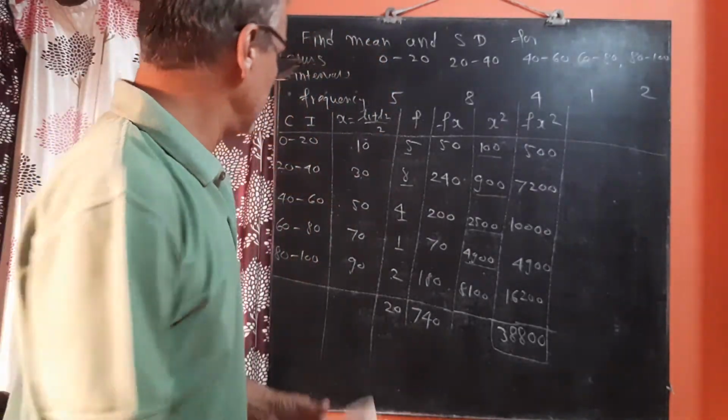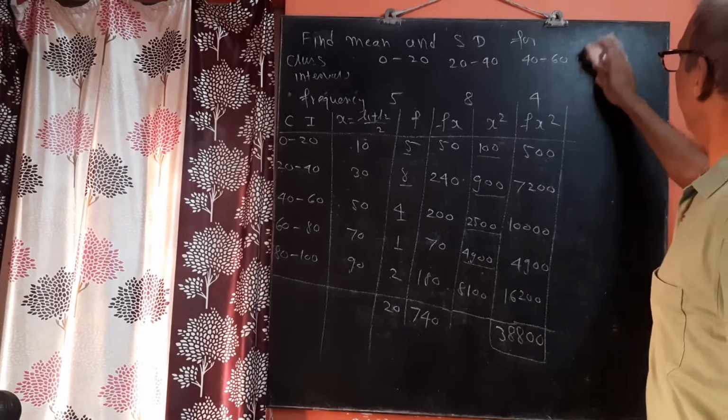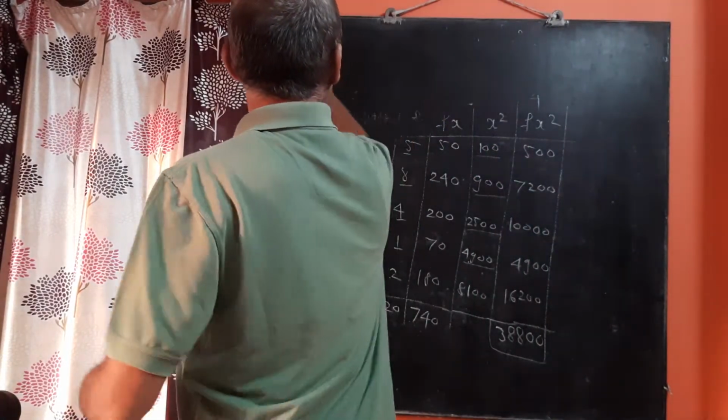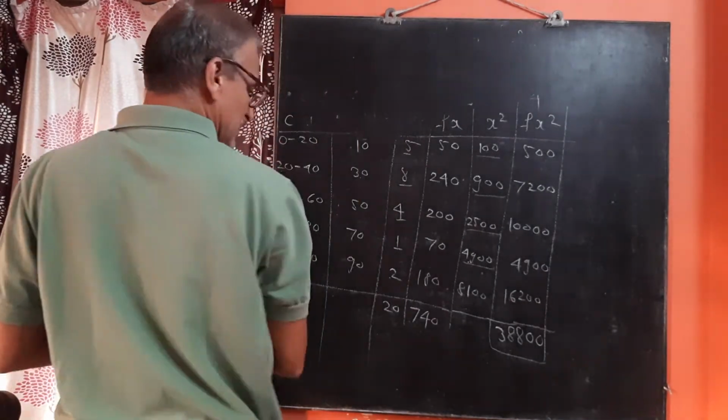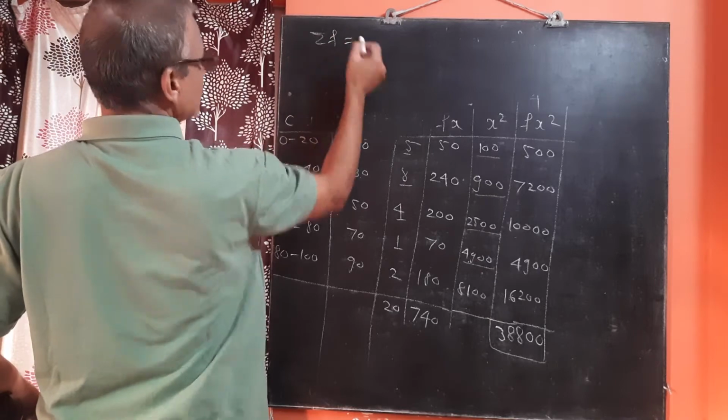Now we have to find out the mean and the standard deviation. We have to find mean and standard deviation. So before that, I write the value of summation of f: we have got summation of f is equal to 20.